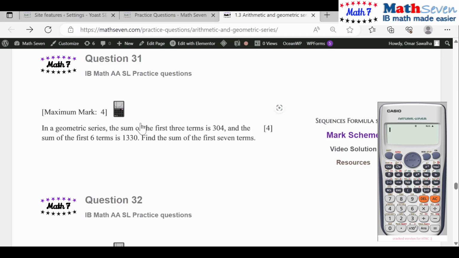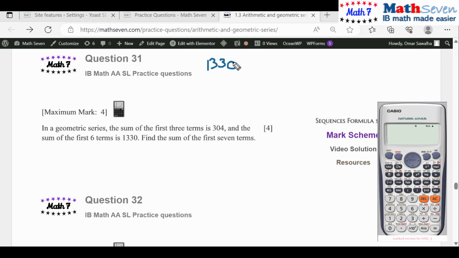Look, for this question we're talking about a geometric series. So the sum of the first three terms is 304. Okay, I'm going to write the sum of the first 6 terms so that I can divide easier.